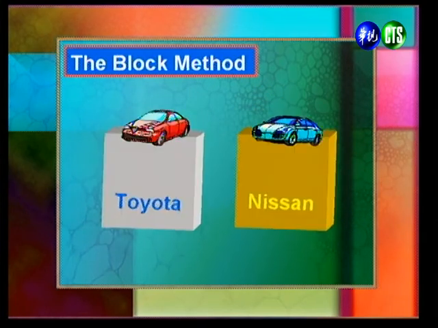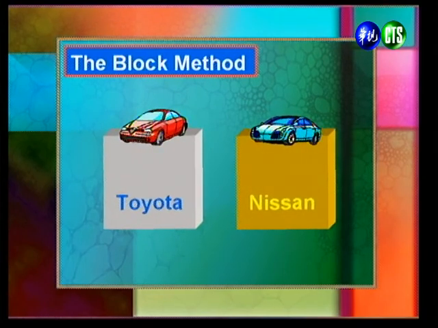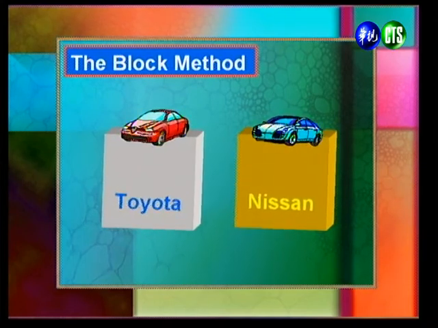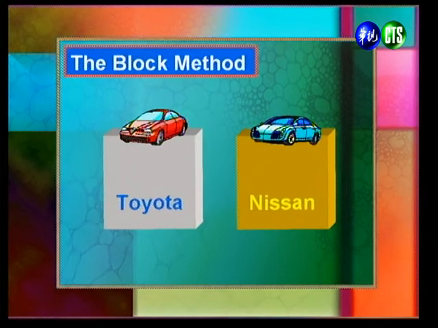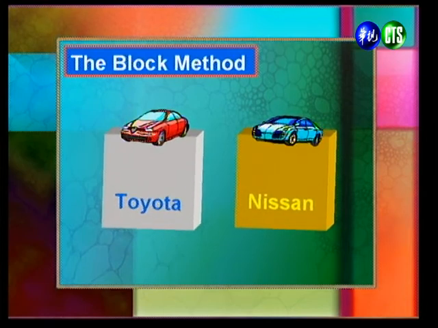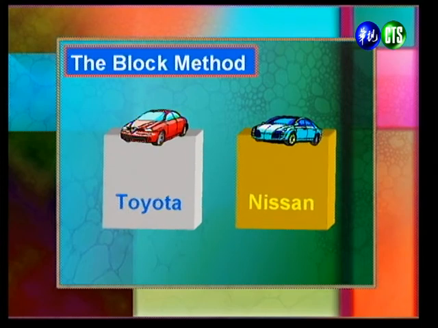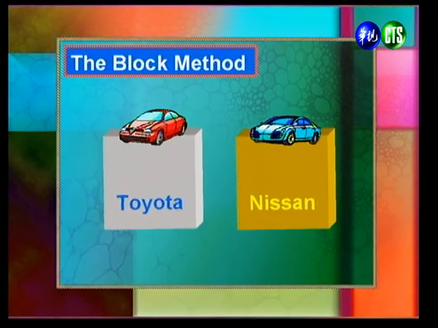All right, let's make this example more concrete. And let's say that you want to compare two types of cars, a Toyota and a Nissan, for example. So in the block method, you'll write all your thoughts about Toyota in one block, and then you'll put all your thoughts about Nissan in the next block.